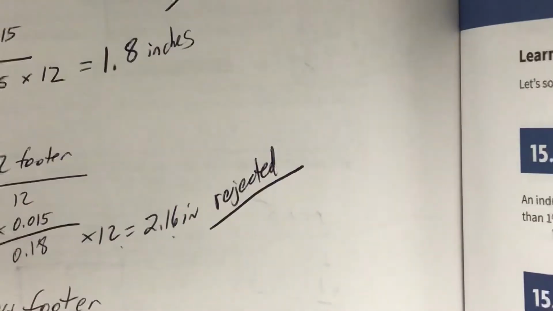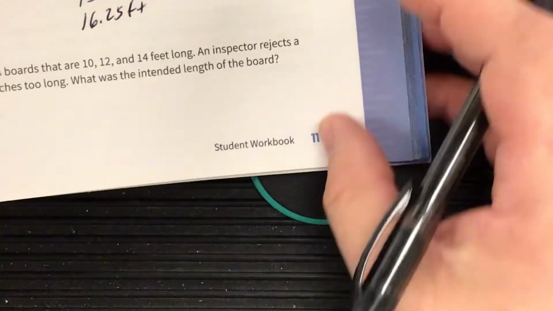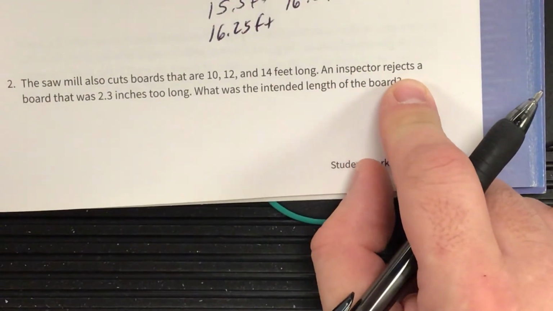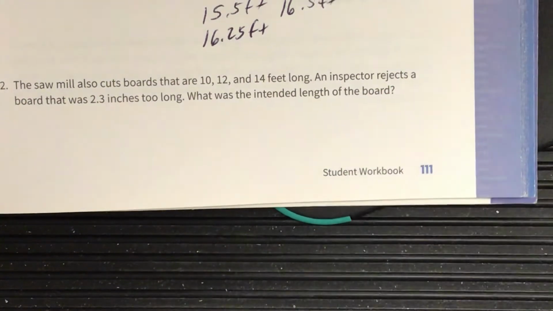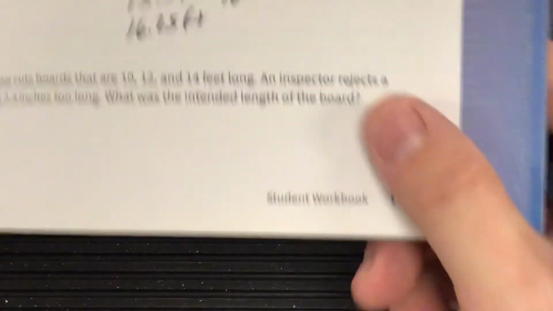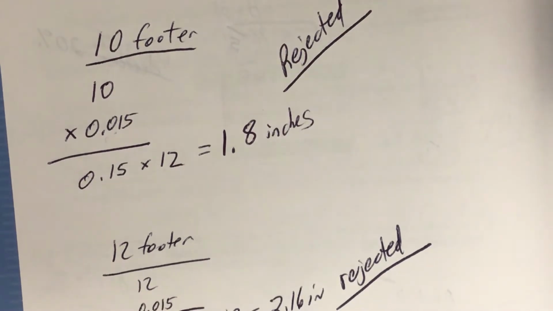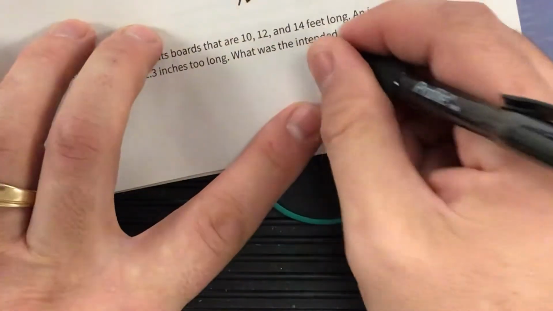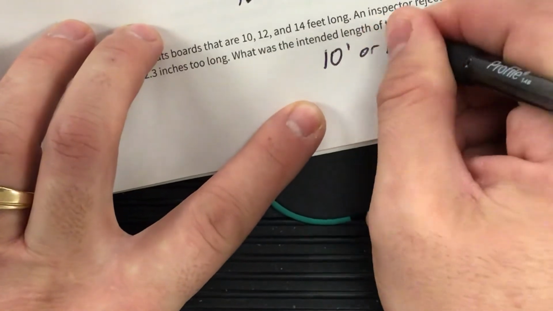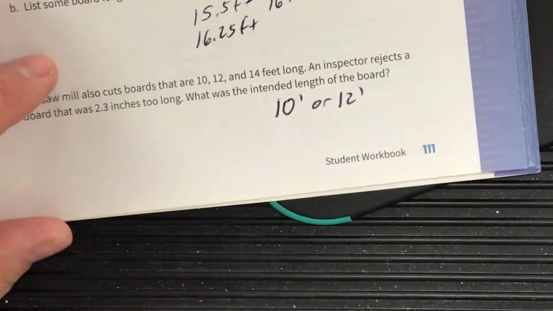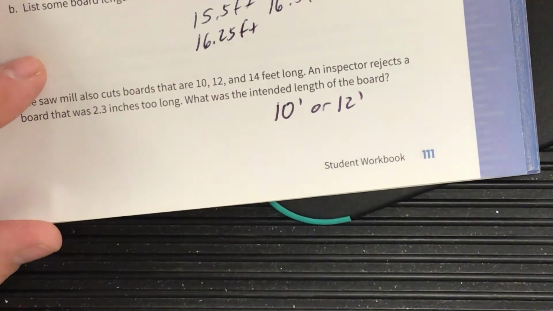So let's go back to the question now. It tells me the inspector rejected the board. So they threw it out. Too big of an error. So what are our options that would have been rejected? It had to be a 10-footer or 12-footer because both of those were rejected. It could not be a 14-footer because that was within the acceptable range.